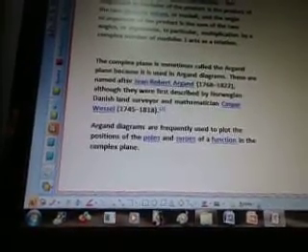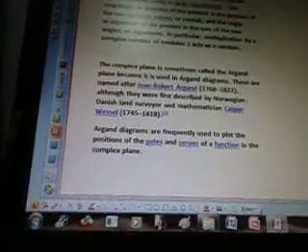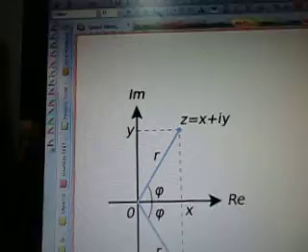The complex plane is sometimes called the Argand plane because it is used in Argand diagrams. These are named after Jean-Robert Argand, 1768 to 1822, although they were first described by Norwegian-Danish land surveyor and mathematician Caspar Wessel, 1745 to 1818. Argand diagrams are frequently used to plot the positions of the poles and zeros of a function in the complex plane. So here's the next graph.